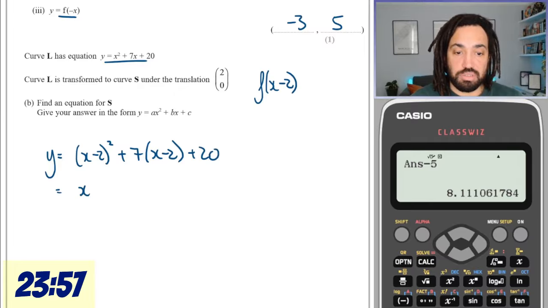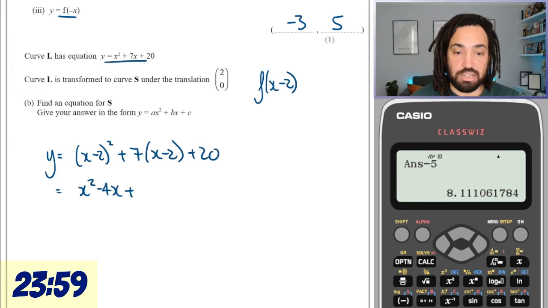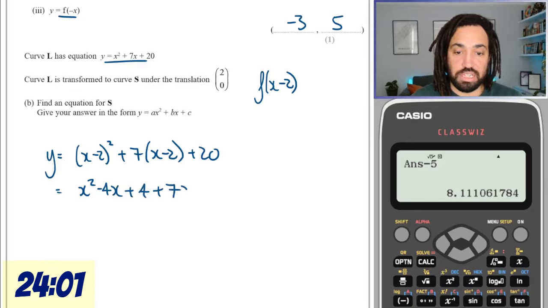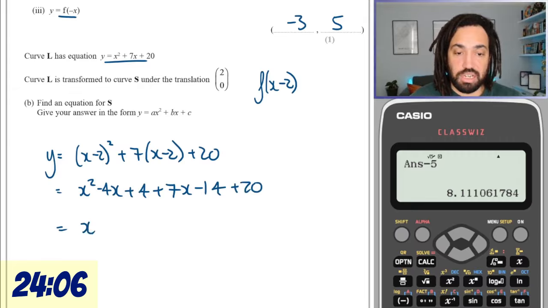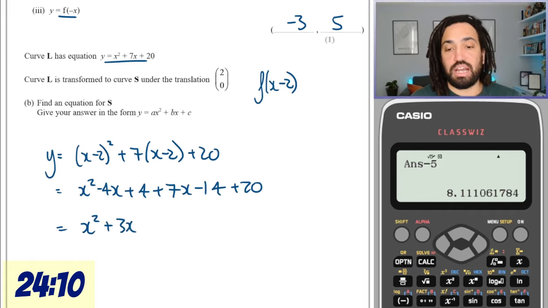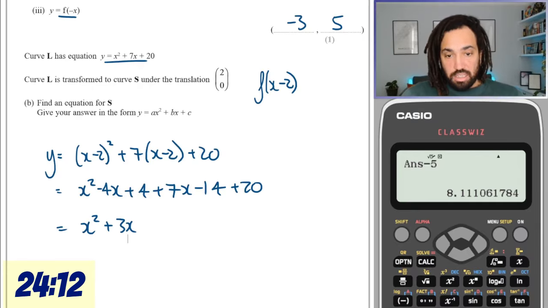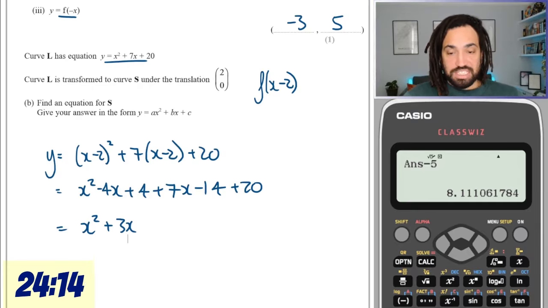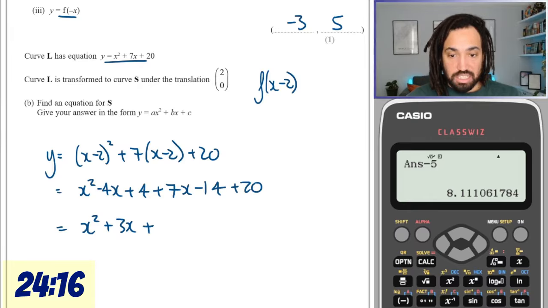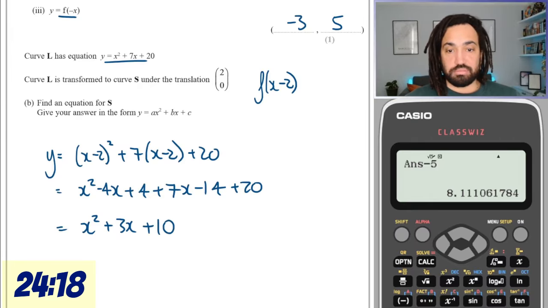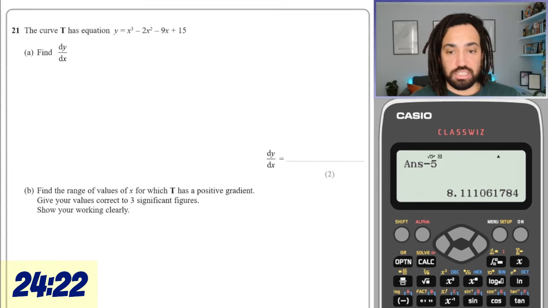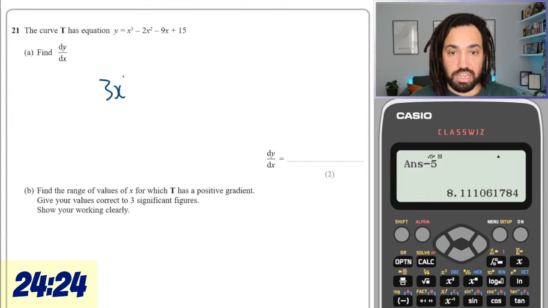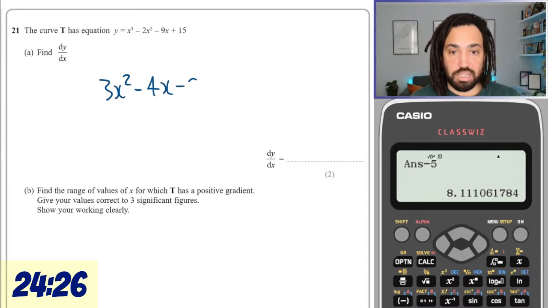It says give my answer in that particular form, so I will need to expand out. So I expand out that first bracket and expand out that second, and then we'll need to collect. So we've got x squared, plus 3x, and we have 4 minus 14 is minus 10, plus 20 is 10. Okay. Find dy by dx, no problem. 3x squared minus 4x minus 9.